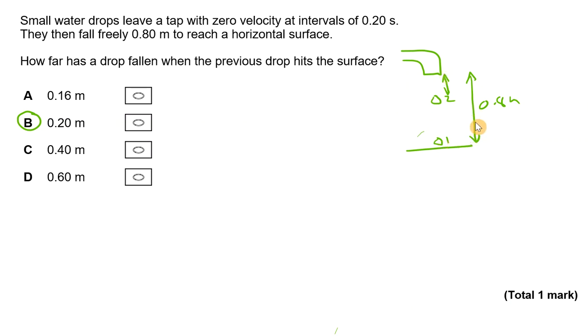So perhaps the first thing we could find out is how long it takes for a drop to go from the tap to the surface. I can use the suvat equation s equals ut plus a half at squared. I'm going to ignore the ut term because the initial velocity is 0. So let's rearrange. Sorry, I forgot to put the squared sign up there. So we've got that the time is equal to the square root of 2 times the distance over the acceleration. Let's put some numbers in here.